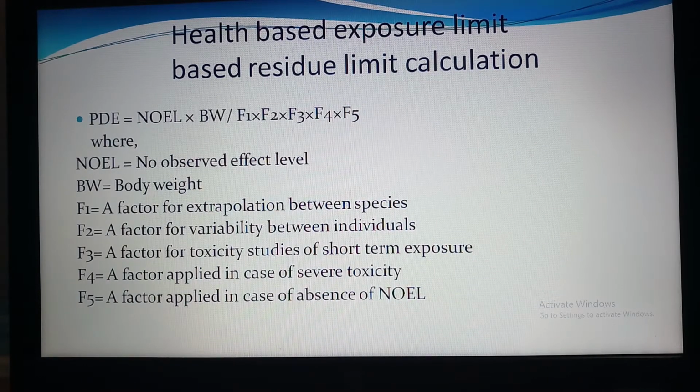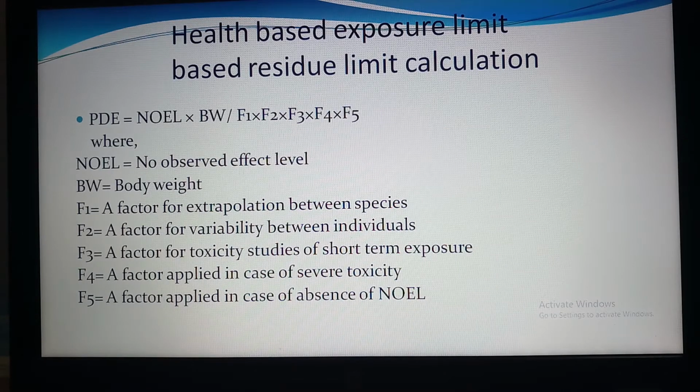So PD is equal to NOEL into body weight divided by multiplication of 5 factors, that is F1 into F2 into F3 into F4 into F5. NOEL is no observed effect level, BW is body weight, and there are 5 factors, that is F1, a factor for extrapolation between species.